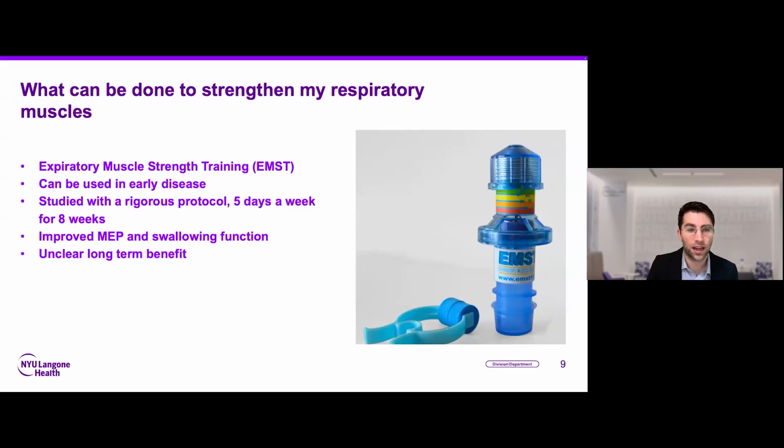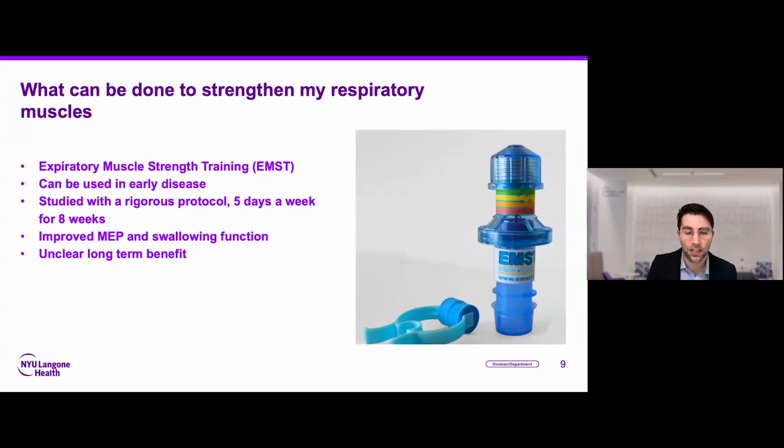And they did a fairly rigorous protocol of 5 days a week expiratory muscle strength training for a total of 8 weeks. And what they saw was that the patients who did the strength training, compared to those who didn't, did have an improvement in their expiratory muscle force, and their swallowing function was relatively maintained compared to the patients who did not do the strength training and had a worsening of their swallowing function.